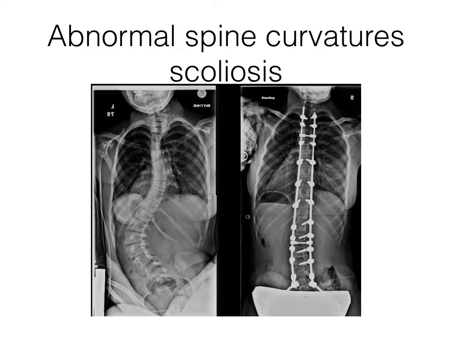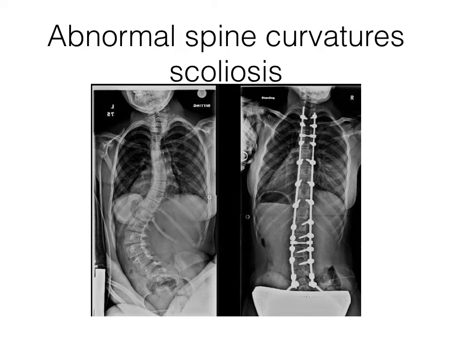This is a pretty severe case of scoliosis in both the lumbar and the thoracic region. Take a look at the ribs, how they're spreading open on the right side, and then on the left side they're a little bit crowded. And then after treatment, you can see the x-ray there shows that she had rods put in her spine to straighten it out.